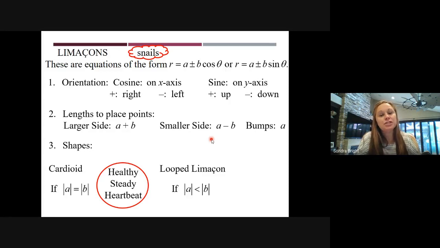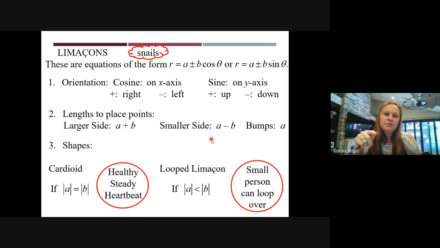Now, second type is a looped limacon. That's when A is smaller than B. Again, ignoring any signs, you're just looking at straight up the numbers. And you can remember that by if the number in front is smaller.